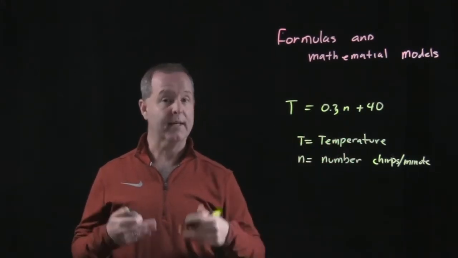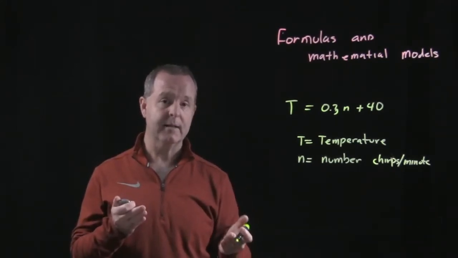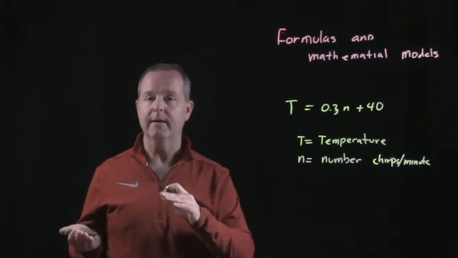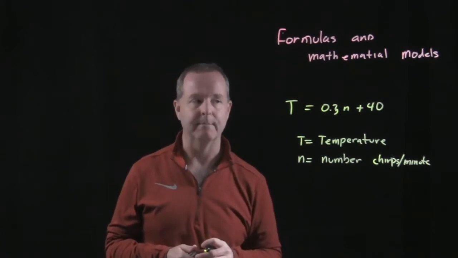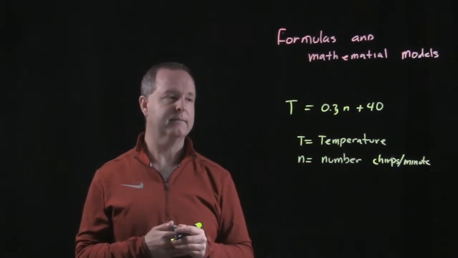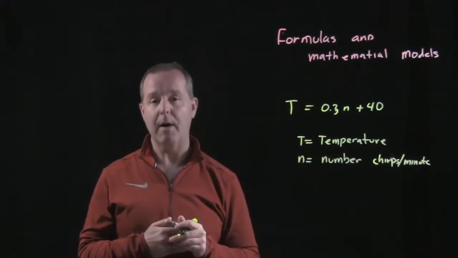So I can go out there and listen to and count the number of chirps per minute and know what the temperature is at that particular time. Or the other way around: given the temperature, I can expect how many chirps I will hear. So what happens? What can we do with that? Well, the whole idea is called mathematical modeling.